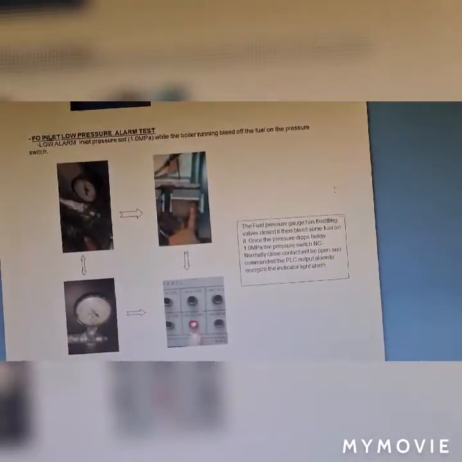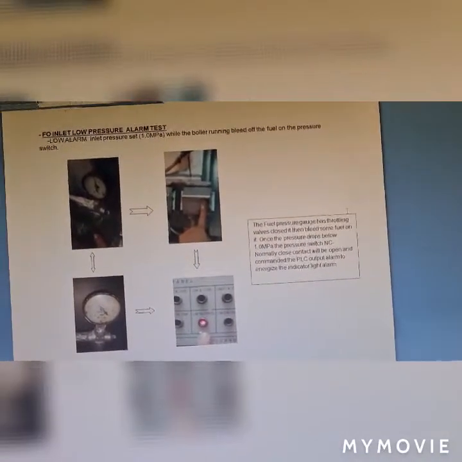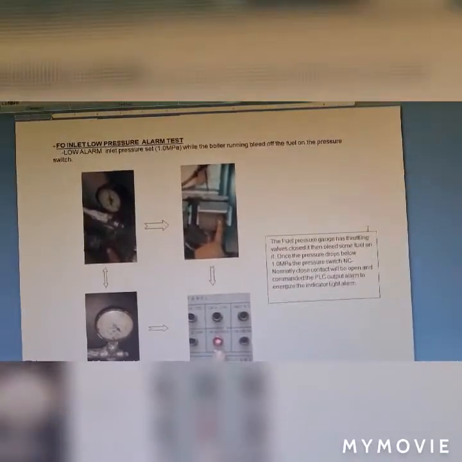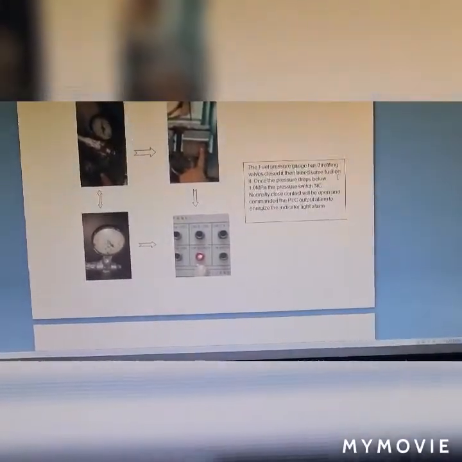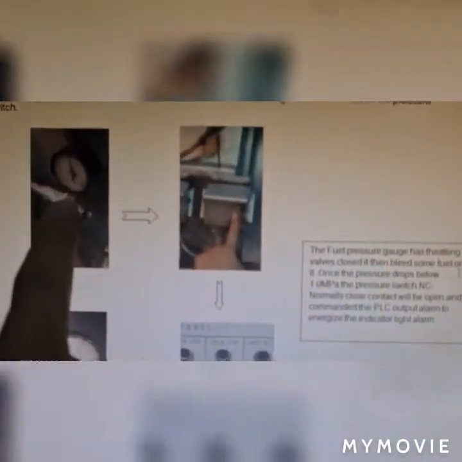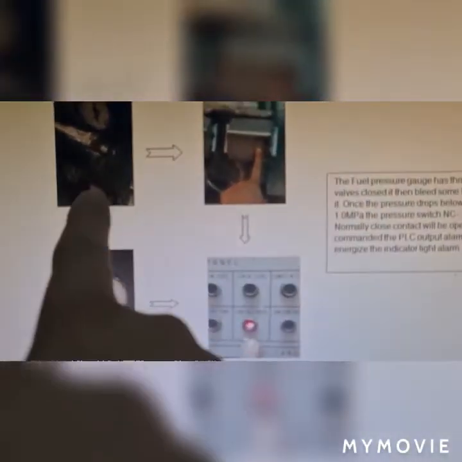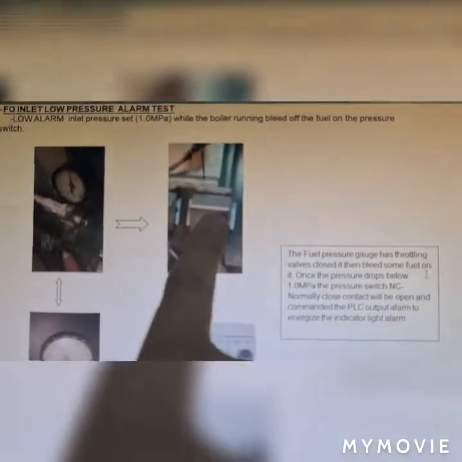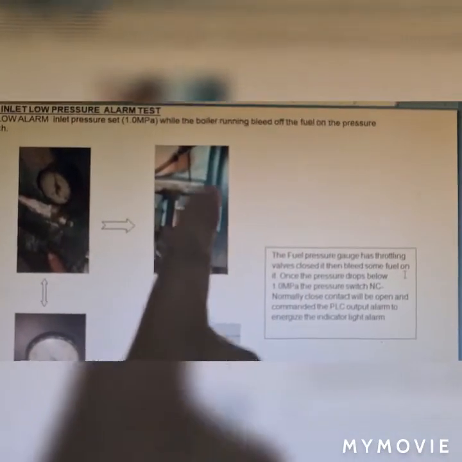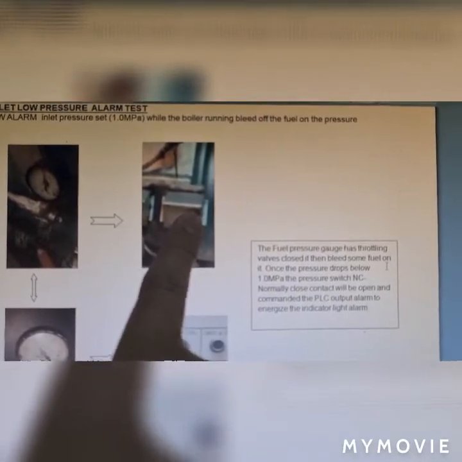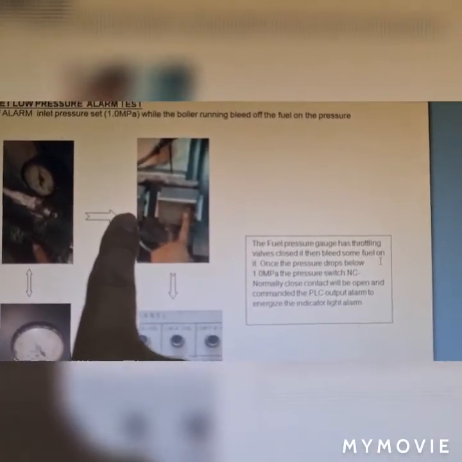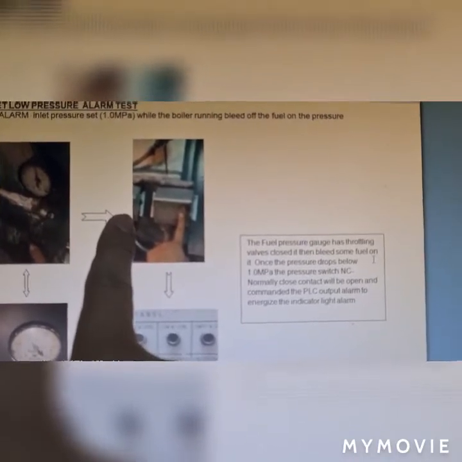Also, one of the tests you need to do is the low pressure alarm test for the fuel. In the fuel system of the boiler, there is what you call a pressure gauge, and that pressure gauge is held somewhere here, and then there is a pressure switch. One is for the low fuel inlet pressure alarm, and the other one is for the low pressure inlet cutoff.